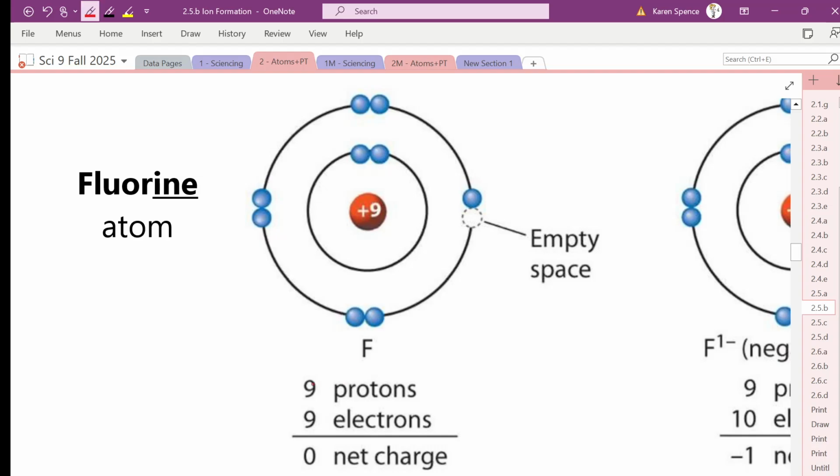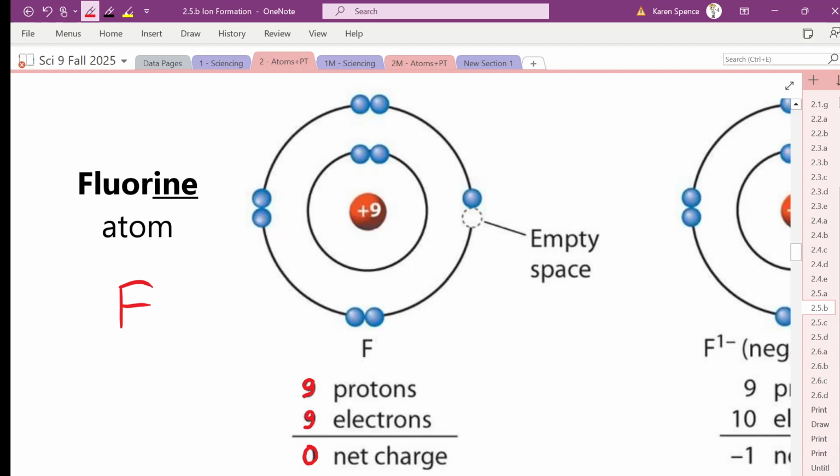Fluorine has 9 protons. It has 9 electrons, so its net charge is 0. Could we write the symbol for fluorine? Take a look on your periodic table. What is the symbol for fluorine? It is just F, not FL. Watch out for that. Lots of people want to put an L on there.